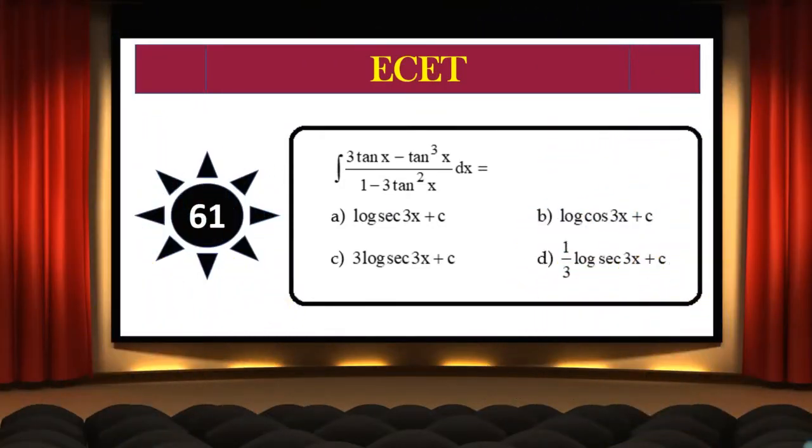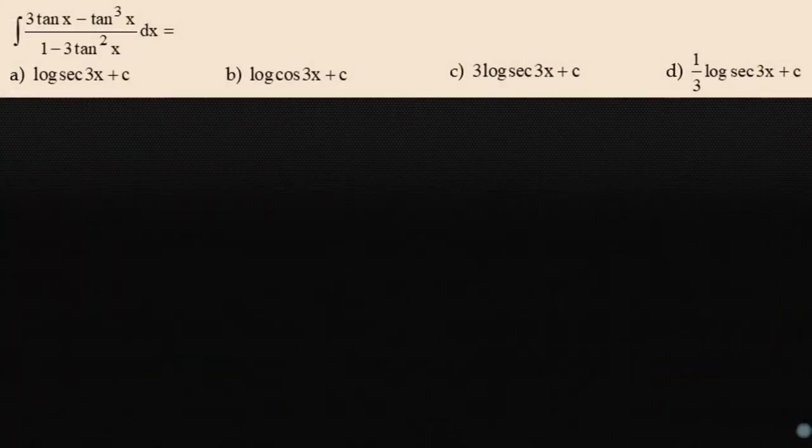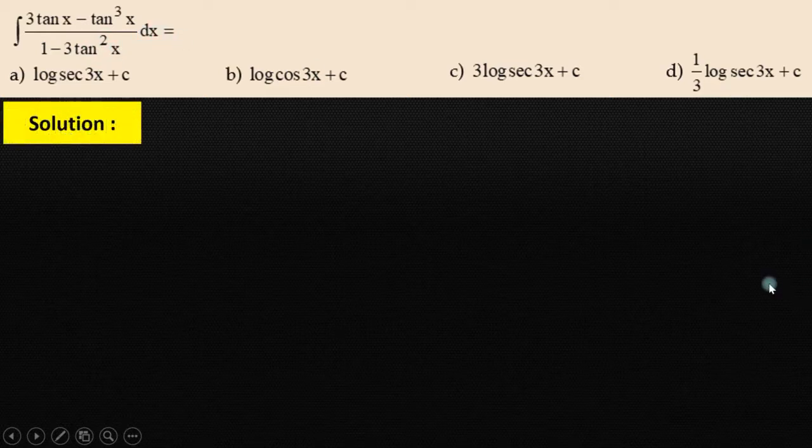Dear students, see the question number 61. Read the question and write it. The question is integral (3 tan x minus tan cube x) divided by (1 minus 3 tan square x) dx is equals to. Let us find this.